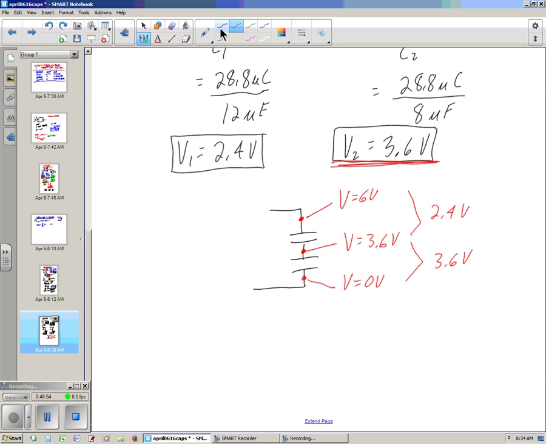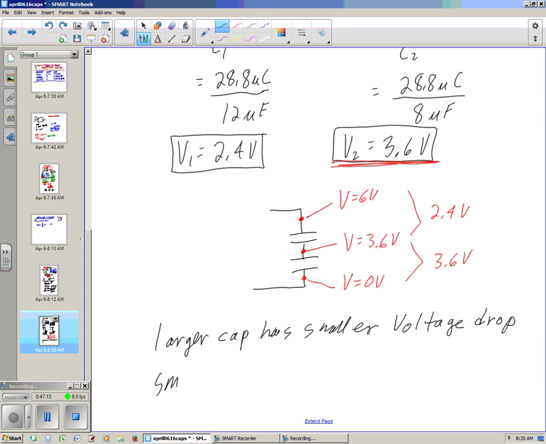There's a rule here. When you're in series, the larger cap has smaller voltage drop. And of course, the smaller cap has a larger voltage drop. So as you can see, this is the smaller cap at 8 microfarads, its voltage drop is bigger. This is the bigger one, voltage drop is smaller.